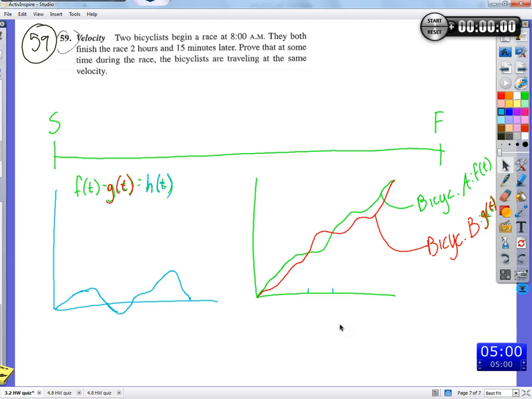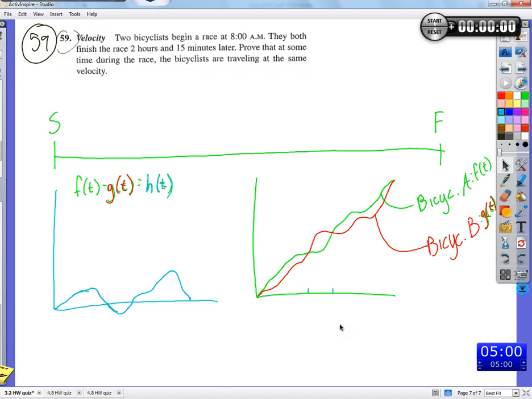Yeah, like H of T's slope is zero. H prime of T? Yeah. Maybe? Yeah. H prime of T is zero? Okay. Some of you said we want the x-intercepts, and Sarah's saying we should find where the slope is zero. Which one is it? Or is it both?